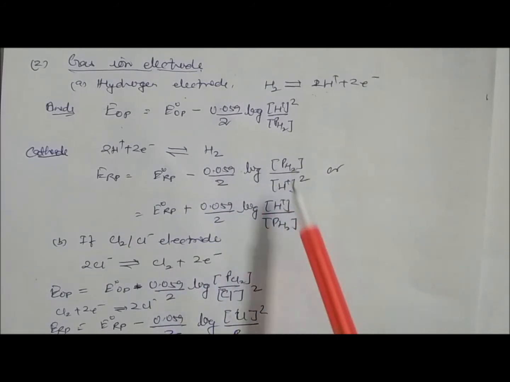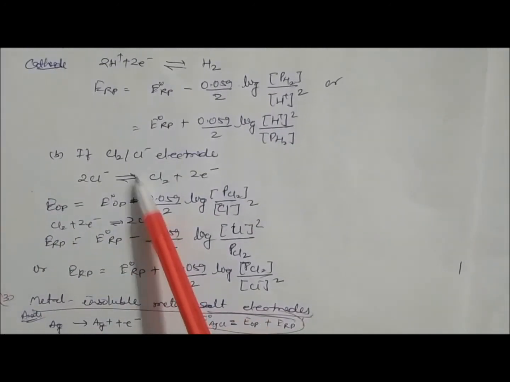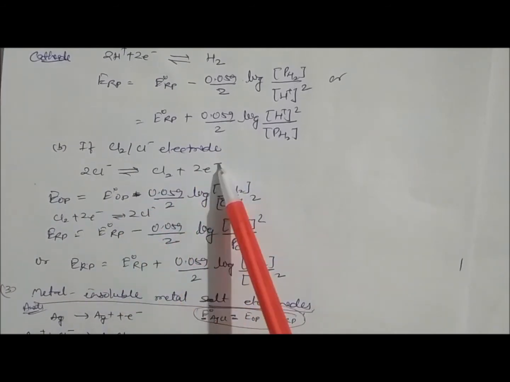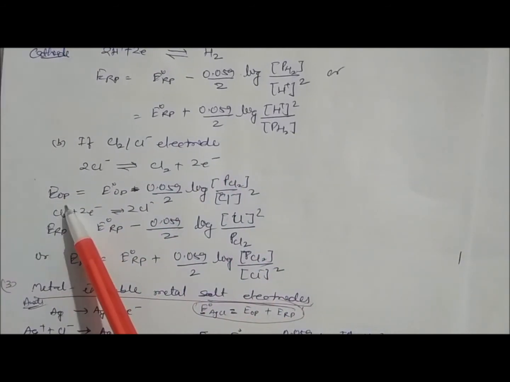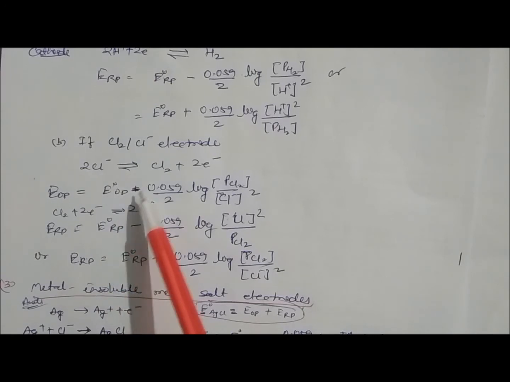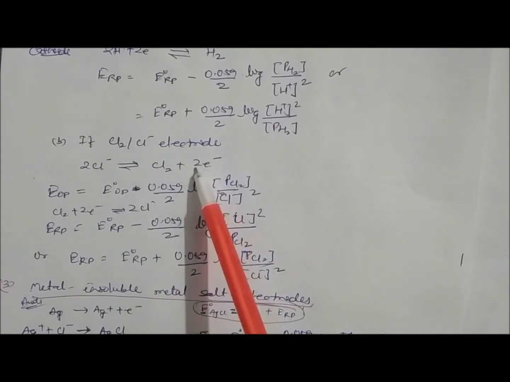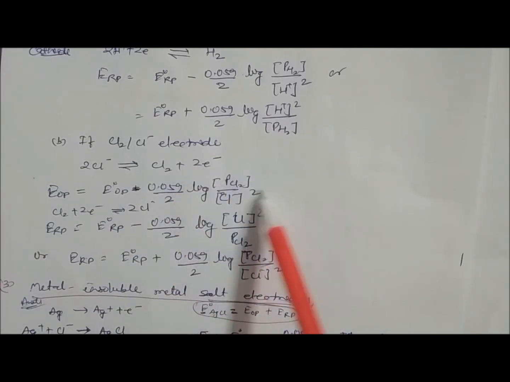This goes up, this goes down. If you are using a Cl2/Cl minus electrode, the same thing applies. So the oxidation potential will be E naught of OP minus 0.059 by 2. Why 2? Because there are 2 electrons. Log of P Cl2 by Cl minus whole square.